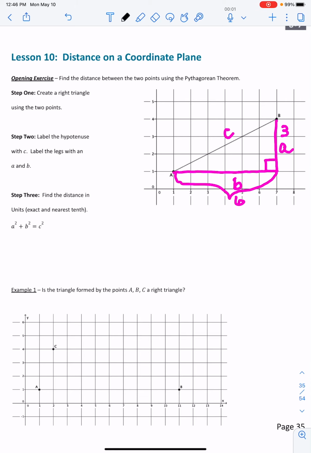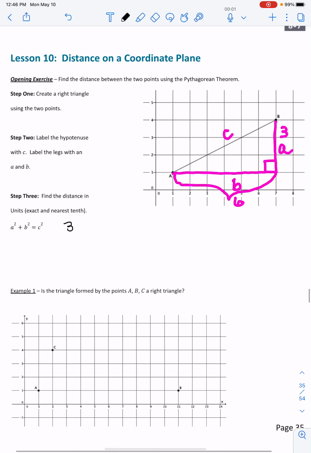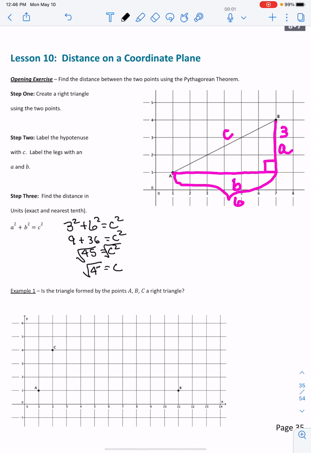All right, to find that now, we've got 3 squared plus 6 squared equals C squared. So we have 9 plus 36 equals C squared, which is 45 equals C squared. So to take the square root of both of those, we have C equals the square root of 45. And to simplify that, to be exact, we've got 9 times 5. So that would be 3 square root of 5.